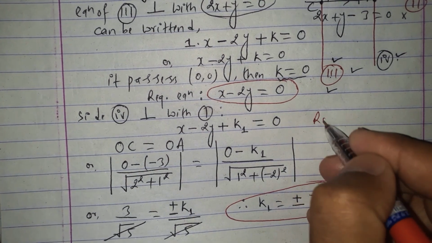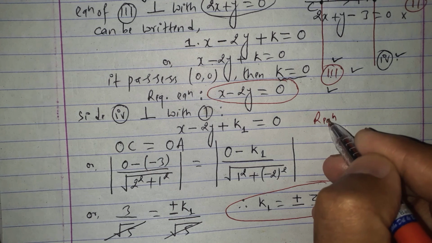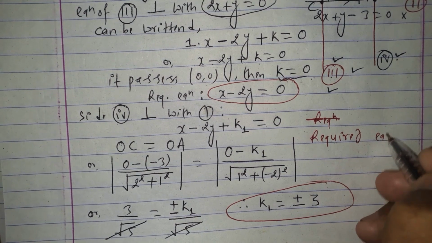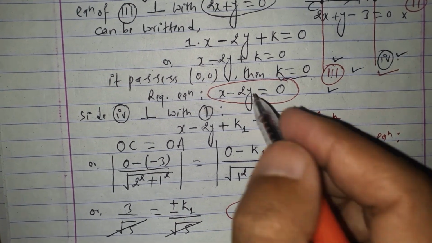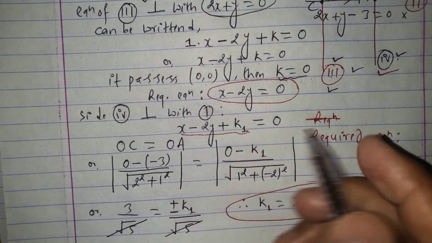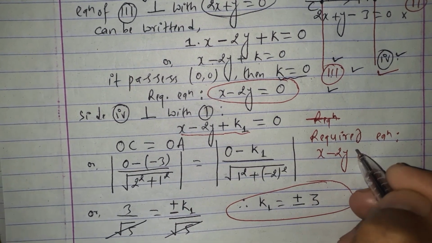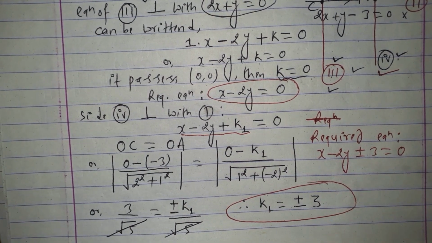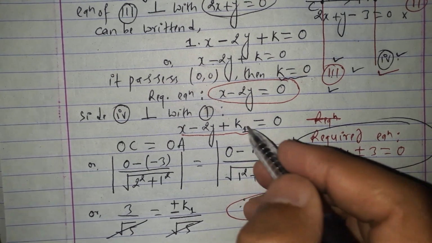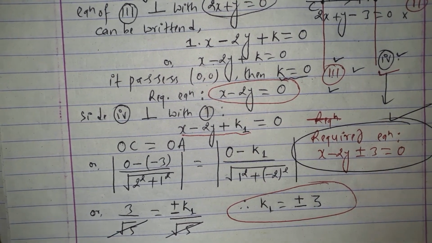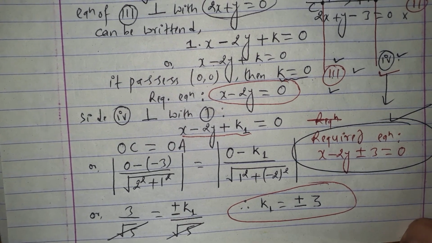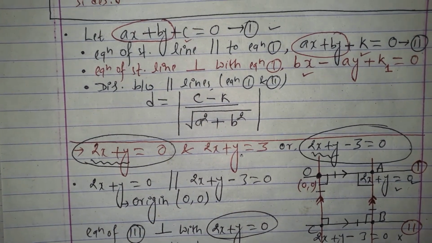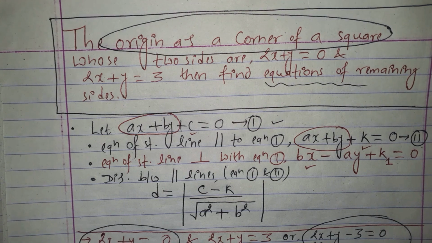So the required equation of the fourth side is x minus 2y, where k1 has the value positive or negative 3, equals 0. This is the required equation of the fourth side. Here we finally solved this particular question by using the concept of the distance between parallel lines, as well as the equations of parallel and perpendicular lines to the given straight line.